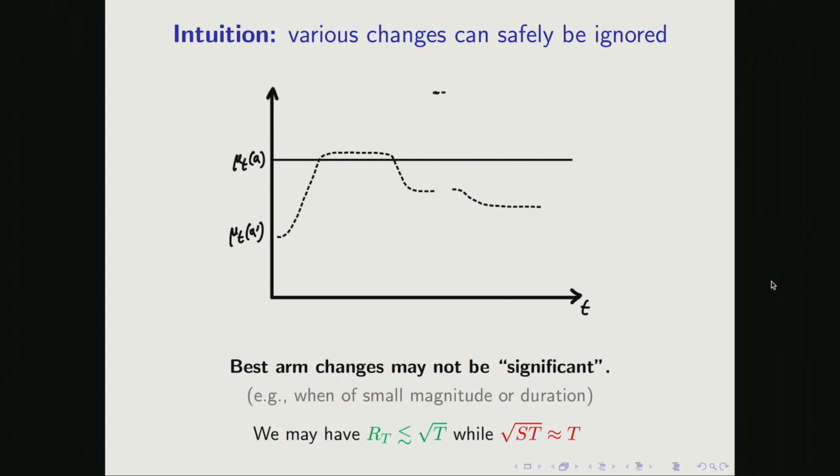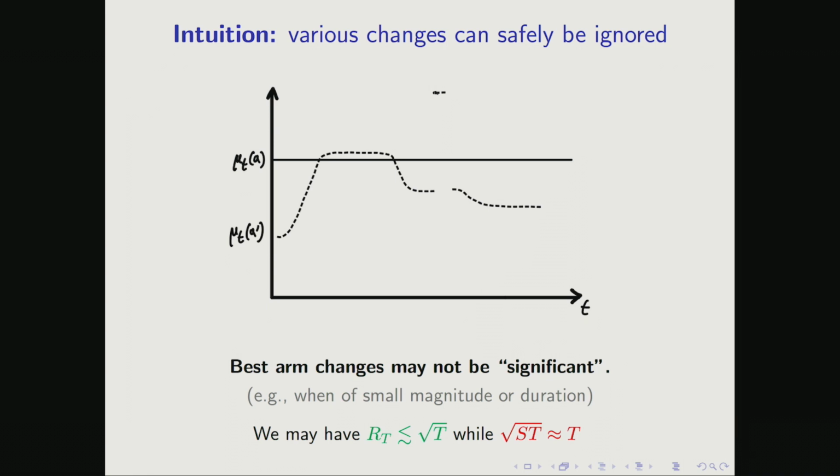Okay, so here are base arm switches. Imagine we have just two arms, A and A prime. Imagine that arm A prime becomes best, but its mean is only so much better than the mean of the other arm. Intuitively, we should be able to ignore that. It's gotten better, but just by a small amount. The other way we can ignore a change is when arm A prime has gotten better by a large amount, but for a short time. And so a lot of base arm switches can in fact be ignored.